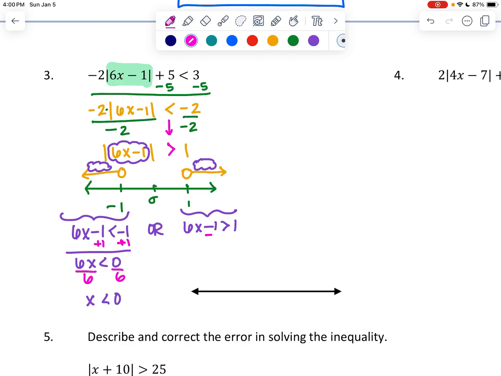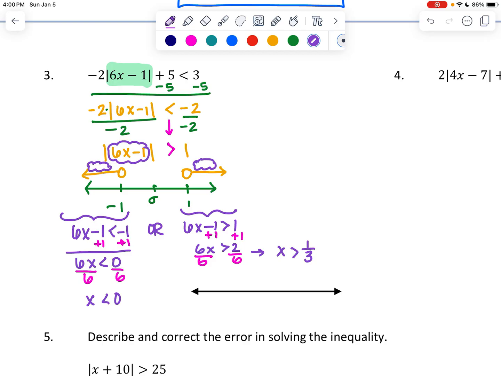Okay, we're going to come over to the other side here. We're going to add 1 on both sides. I'm going to get 6x is greater than 2. Then we're going to divide both sides by 6. And then some of you are going to freak out and be like, but miss, it's a fraction. Yeah, and x is greater than 1/3.